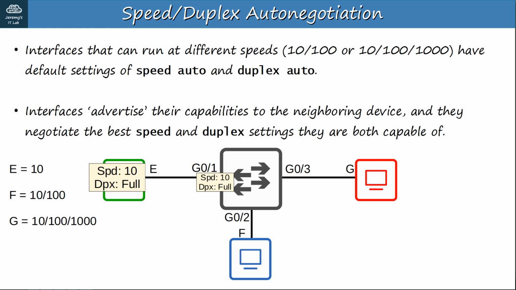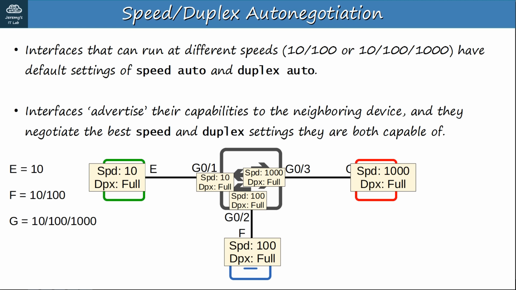So, G01 and the PC will negotiate to a speed of 10 megabits per second and full duplex. G02 and the PC will negotiate to a speed of 100 and full duplex. And G03 and the PC will negotiate to a speed of 1000 and full duplex. The PCs are all able to use the max speed of their network interfaces, and the switch adjusts the speed of its interfaces to match. In a network like this with all PCs and switches, there's no reason to use half duplex, so they all negotiate to use full duplex.